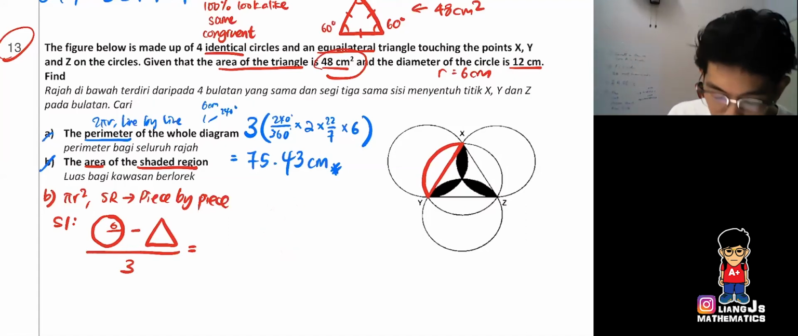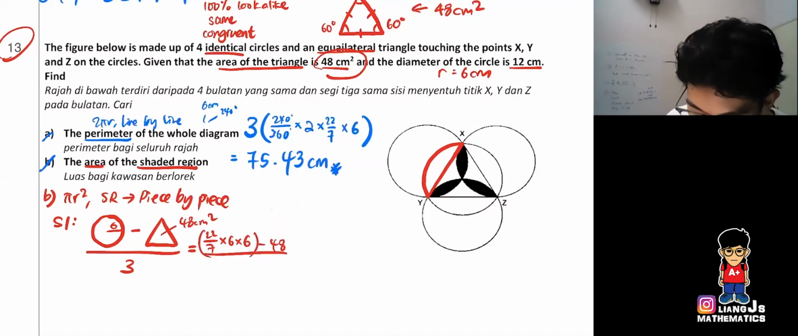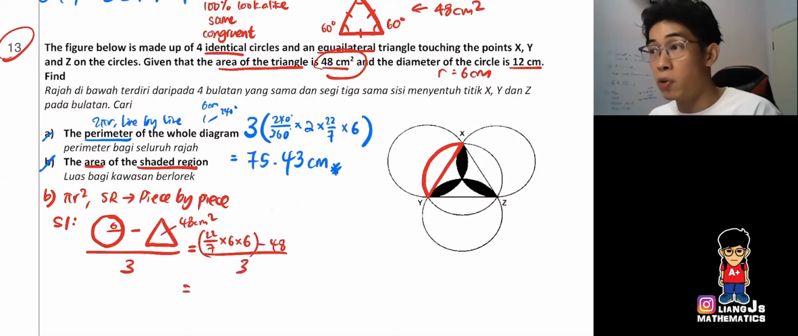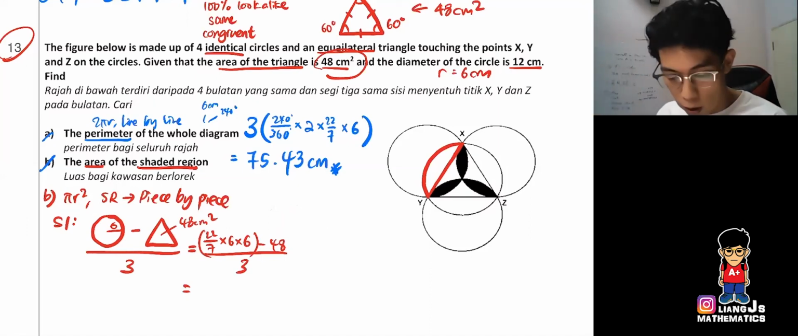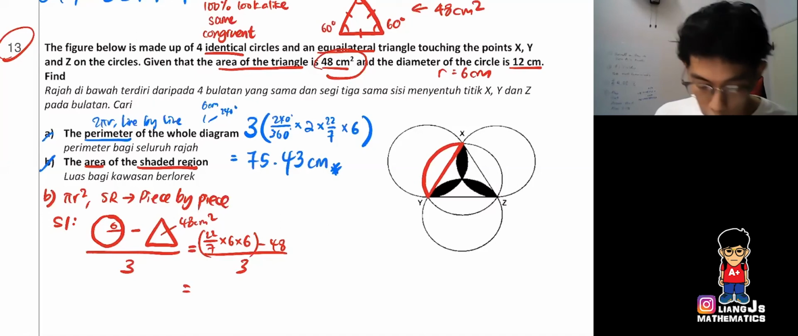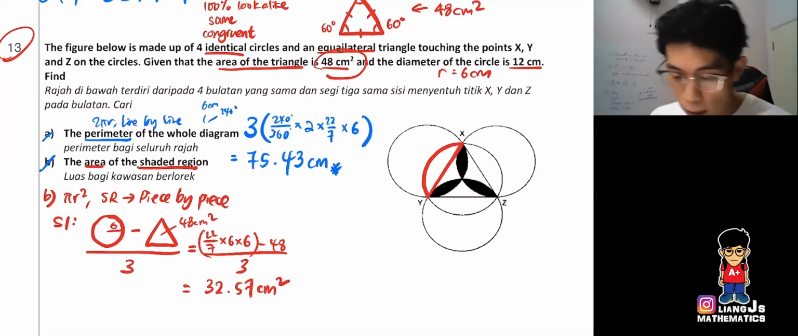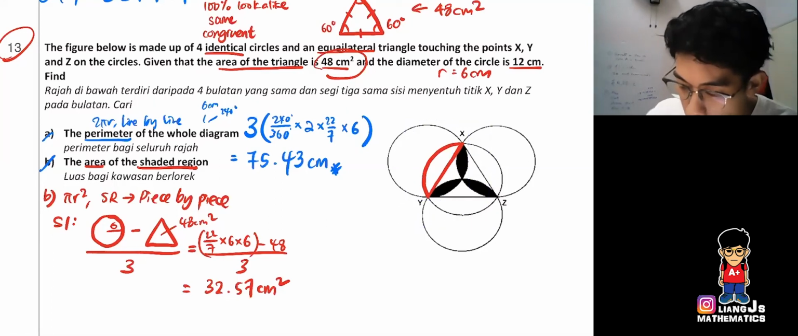So let me quickly work out that part. This one is 48, by the way. So 22/7 times 6 times 6 minus 48, and then the whole thing divided by 3. A student will say, teacher, it has decimals, 2 decimal points. Hey, wait, did I type it wrongly? 22/7 times 6 times 6 minus 48, then divide by 2. Okay, 32.57 cm squared. Then the next thing comes in already. So everyone, I will take this part and I will turn.